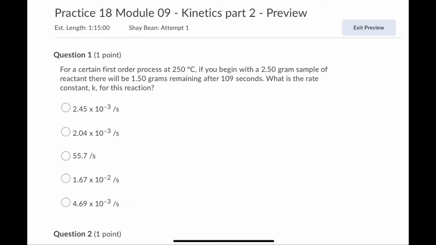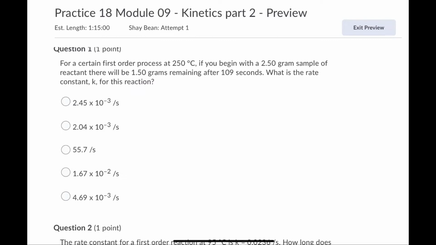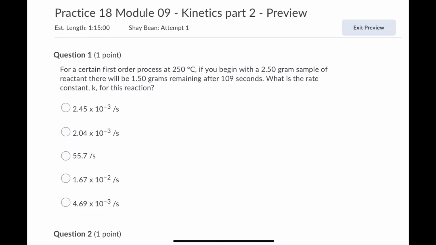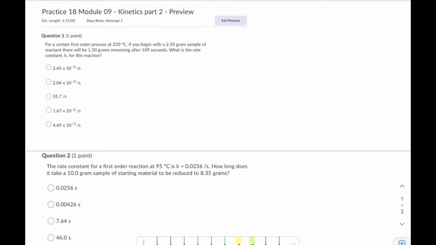And so basically what's going to happen as we see these problems is they're going to tell you you've got a first order process, a second order reaction, a third order reaction, a 0th order reaction. So they're going to give you what the order is, and then you're going to go from there to work the problem. It's going to give you information about concentrations and time, etc. And so that's always your starting place.